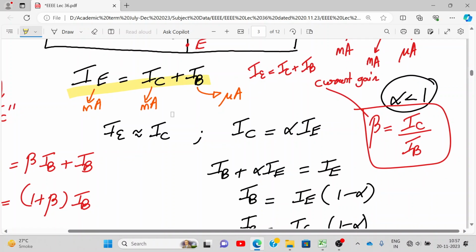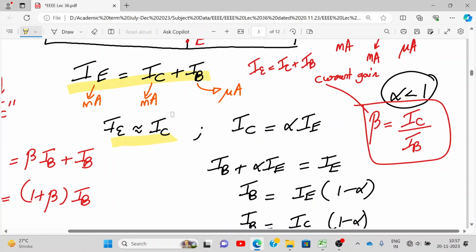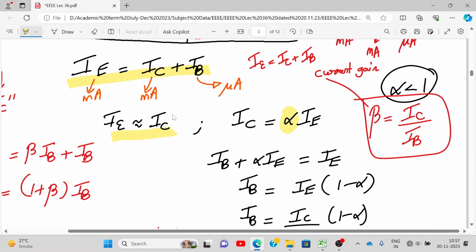And emitter current is almost the same as collector current. Actually, collector current is slightly less than emitter current. How much less is determined by this factor alpha. So there is one more relation: IC is alpha times IE. I'll explain alpha when I explain the configurations. Right now, you just understand there is a beta, which is the current gain, which is very much greater than 100, and the collector current is related to the emitter current by alpha.